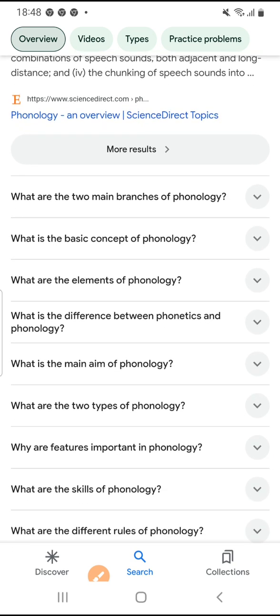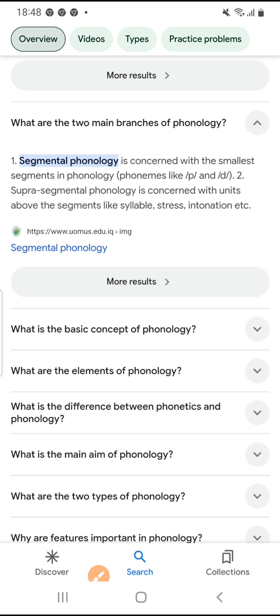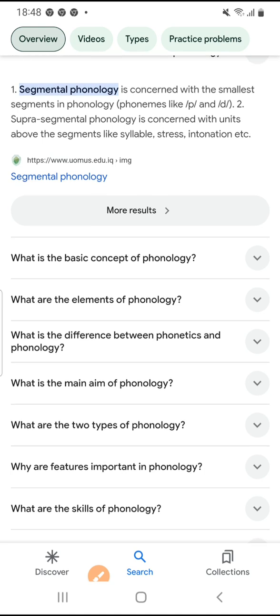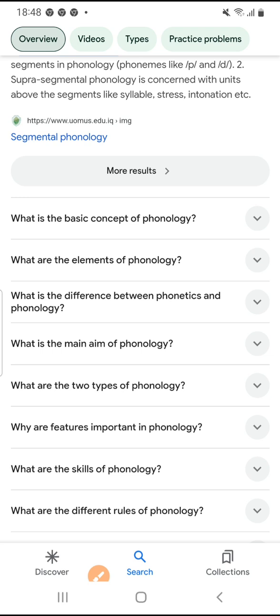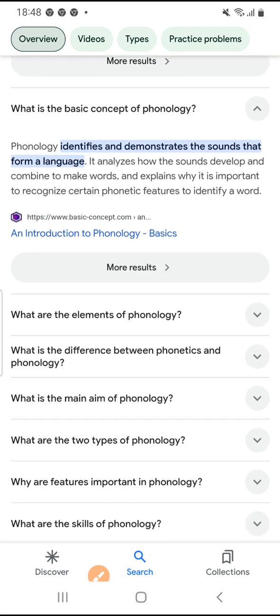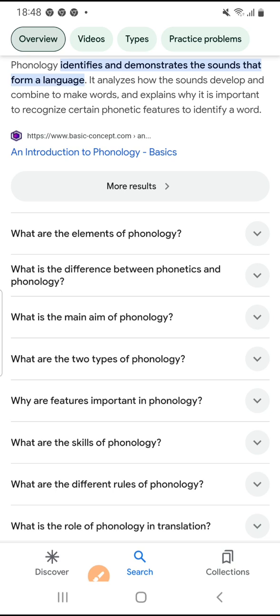Two main branches of phonology: segmental phonology is concerned with the smallest segments in phonology, phonemes like P and D, and suprasegmental phonology is concerned with units above the segment, like syllable, stress and intonation, which are examples of suprasegmental. The basic concept of phonology is that it identifies and demonstrates the sounds that form a language.